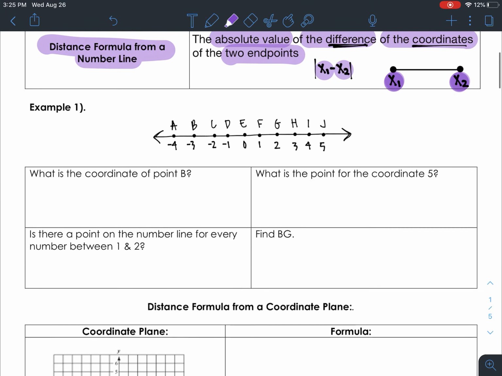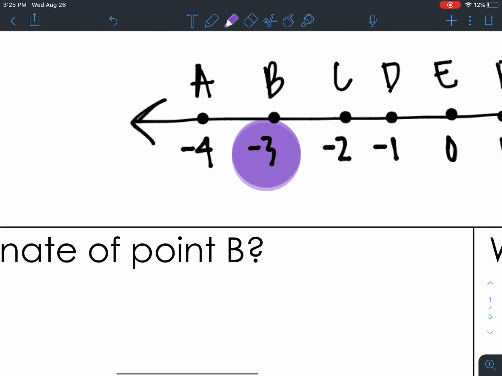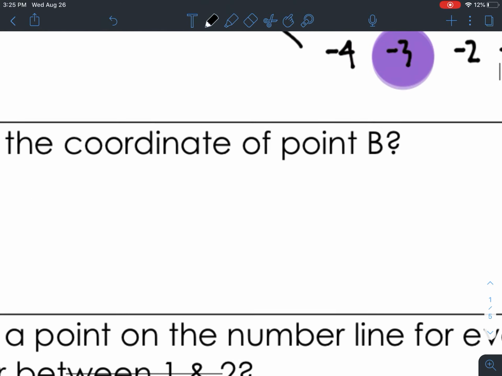So let's jump down to example 1. Again, we're looking at this number line. It says, what is the coordinate of point B? Coordinates are the numbers assigned to points, right? So the coordinate for point B is simply -3. Nothing tricky about that.